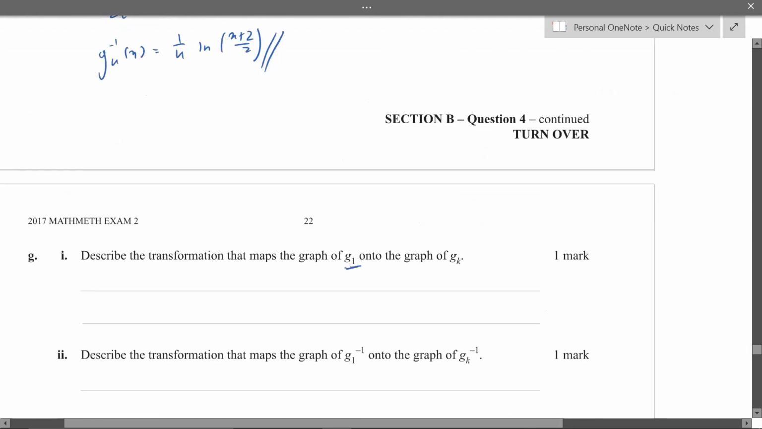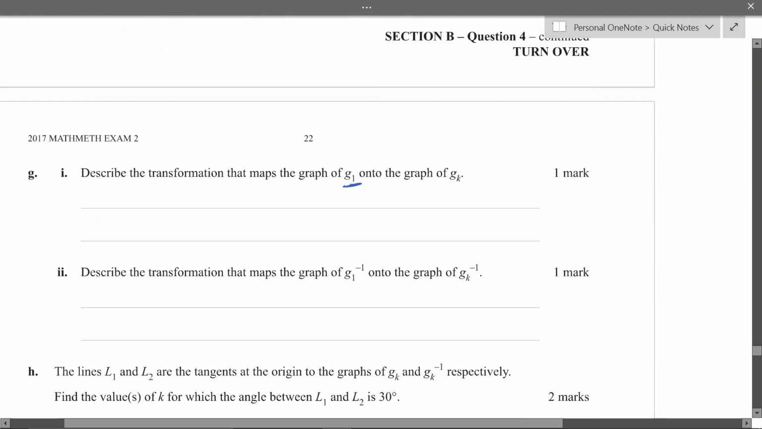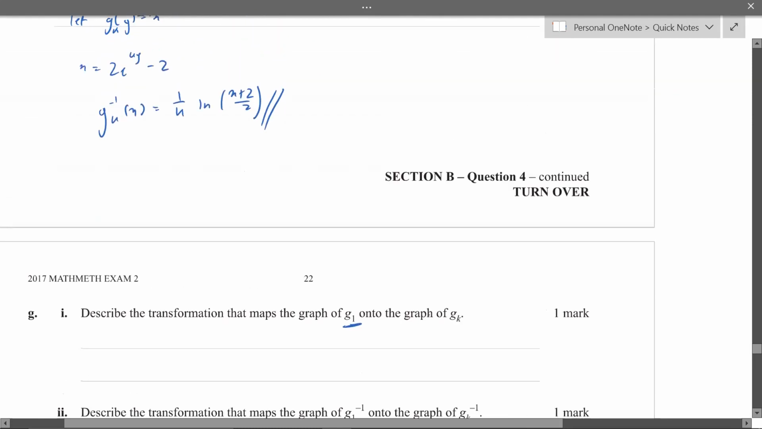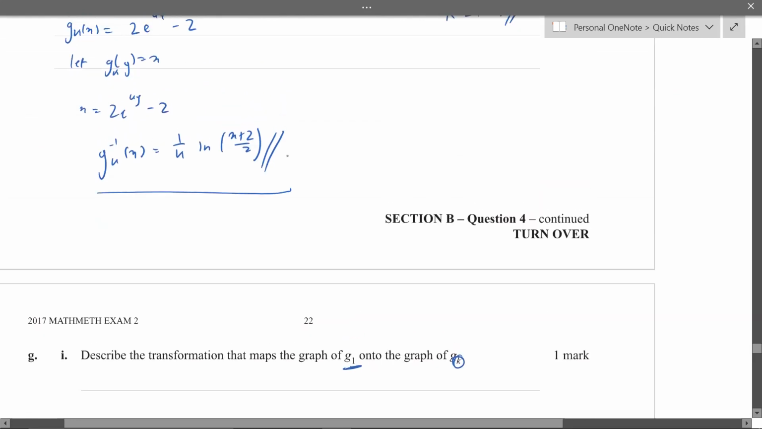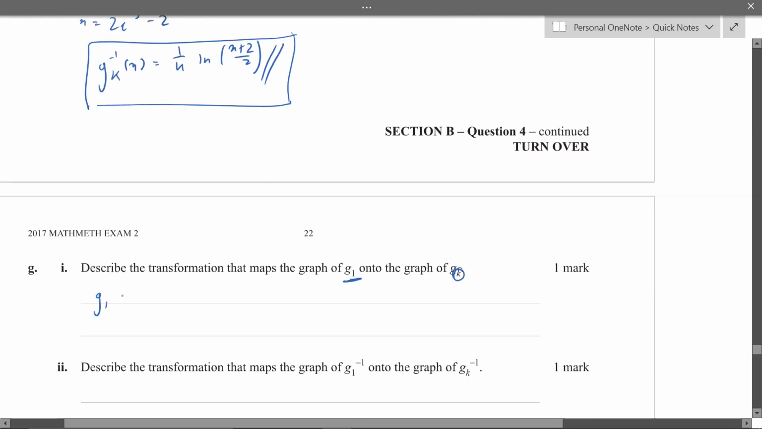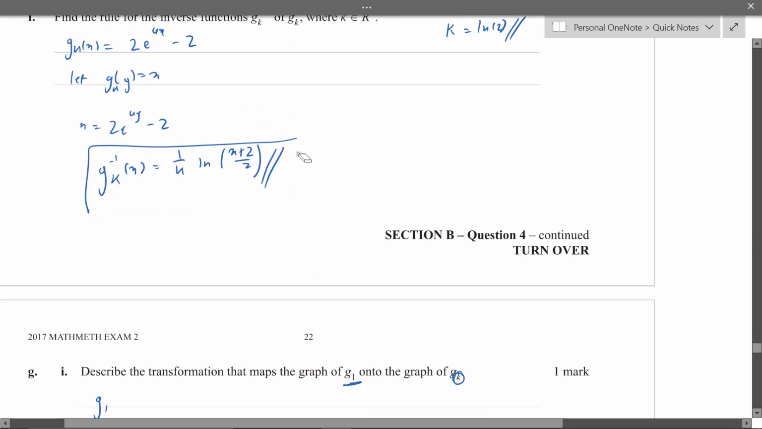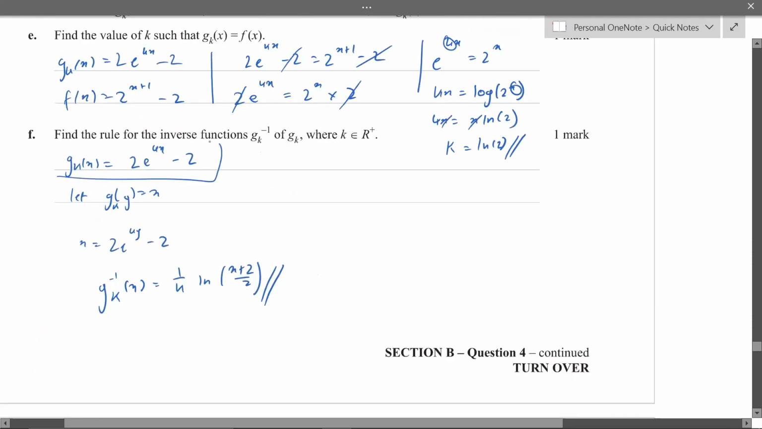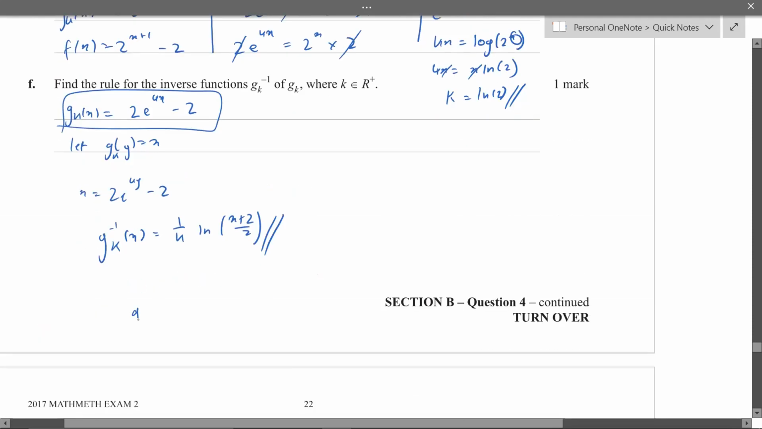So you might get confused by g1 because they never mentioned a g1 anywhere. But what you have to see is that they've just replaced k with 1. So this is kind of like a general function rule. Every time you have k, you replace it with a 1 to get g1. Oh, sorry, this is g inverse. Gk is this one.